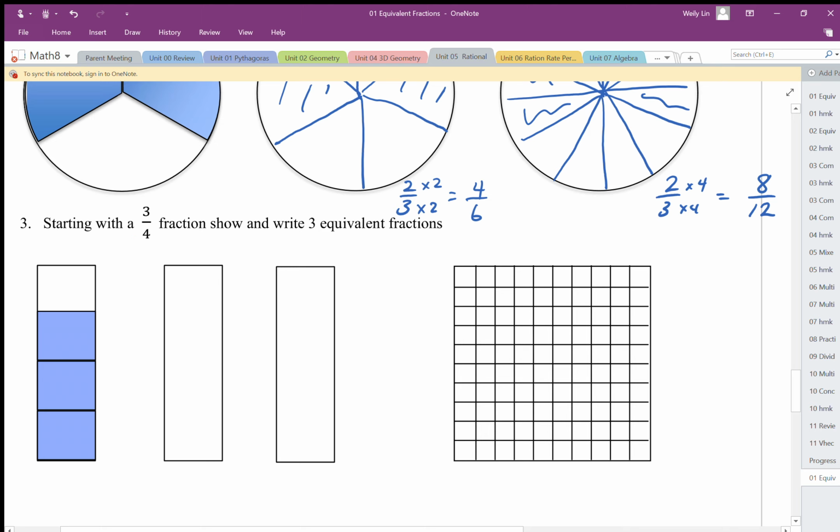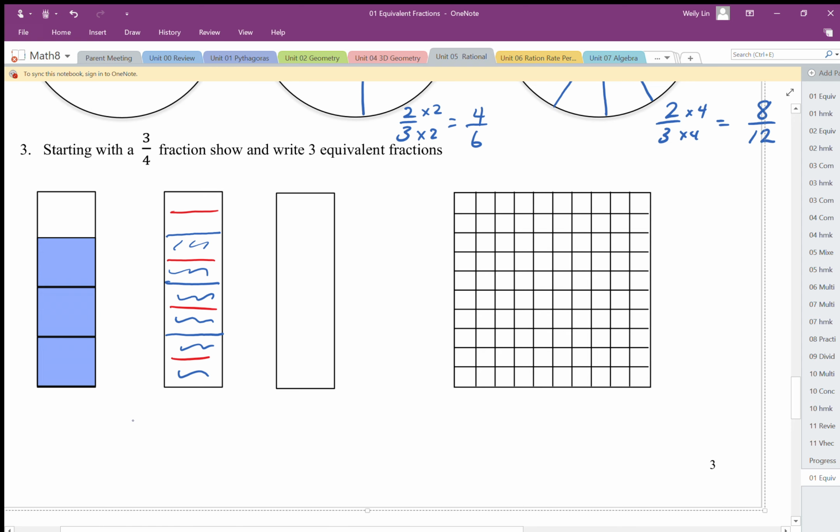Here, starting with a 3/4 fraction, we can do this in bars as well. There's my original 3/4 fraction. I can divide this up into groups of 2. So my original shaded parts, the 3 shaded parts, I did it in groups of 2. So 3/4, I times 2 times 2, that gives me 6 out of 8 as my new fraction.